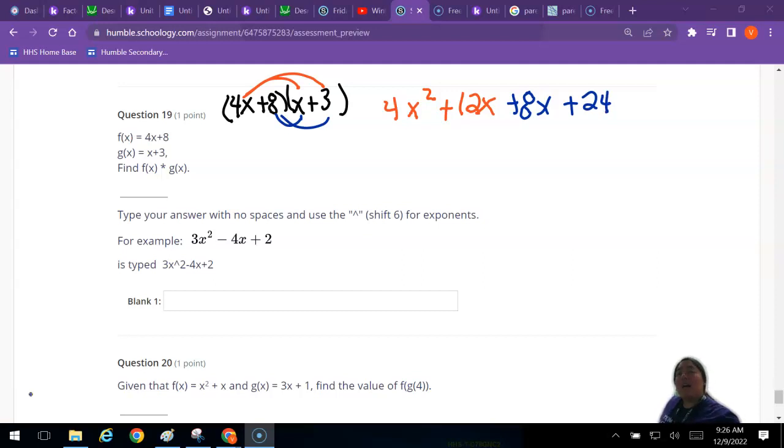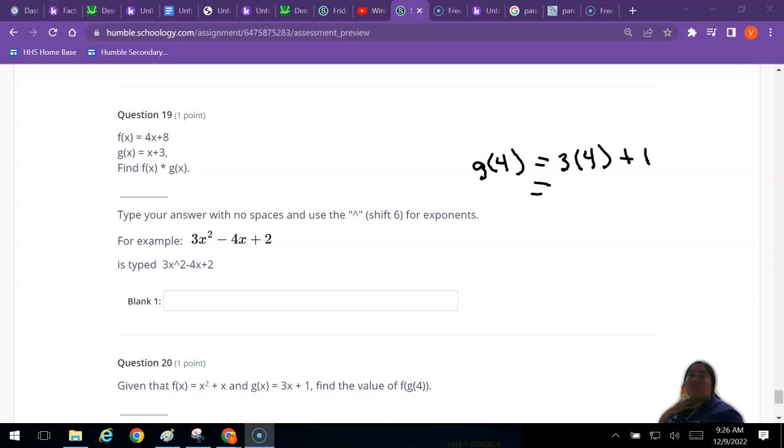And you gotta add like terms or combine like terms, right? So these middles will combine. So I got 4x squared plus 20x, right? Because it's total 20 plus 24. So if you're writing this down and not doing it on your sheet of paper, do it like this. Okay, so that's how you write your answer.